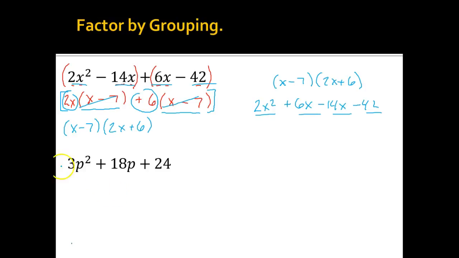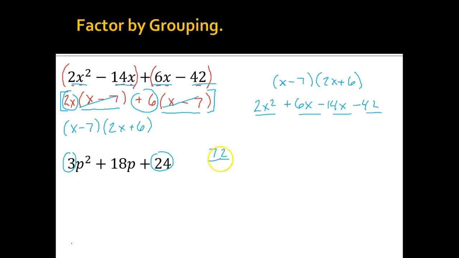This is cool. What we do is we take the first coefficient, first number, right? We have to have a variable squared, so we've got p squared there. And we take our last coefficient, the constant term, the number without a p, and we multiply them together. 3 times 24 is 72.